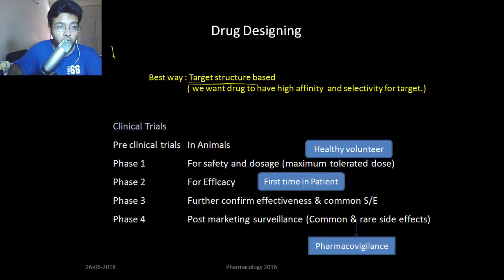For example, if you want to develop a drug against the beta 2 receptor, first find a detailed structure of the beta 2 receptor. So the best way to design a drug is target based designing, right? Once you know the target, you could also make a drug in such a way that it can have a high affinity and selectivity for the target, right?